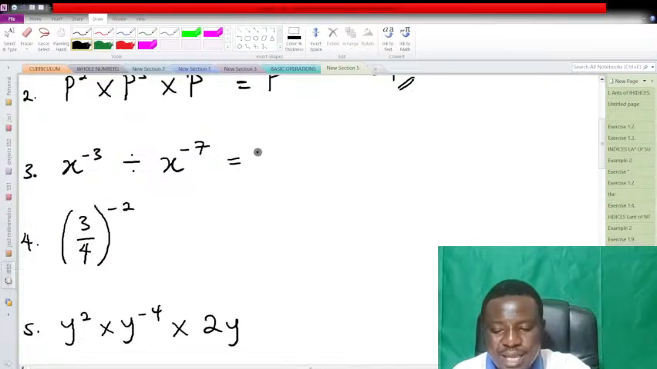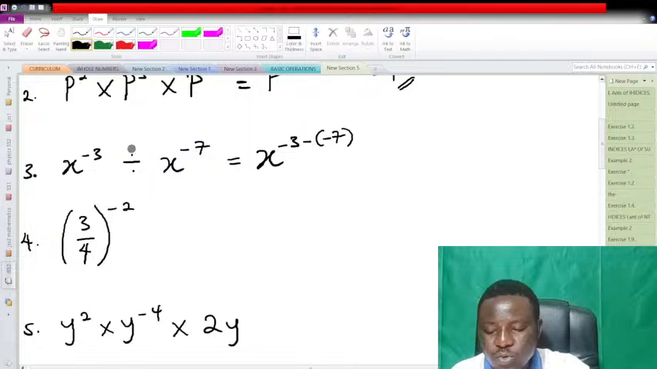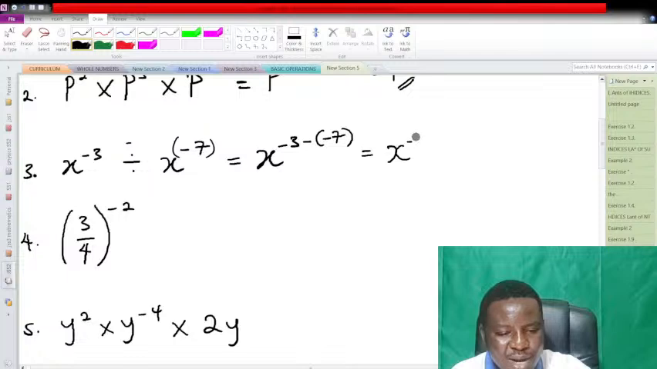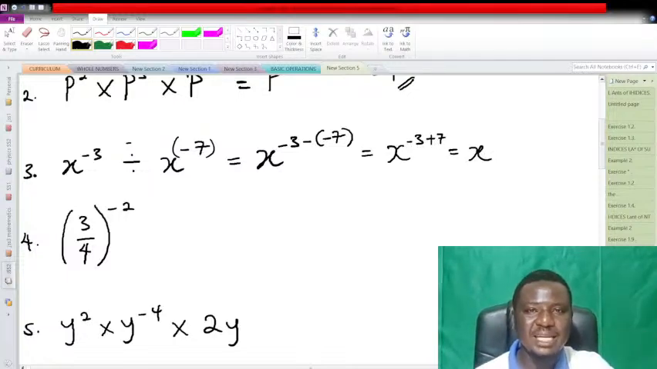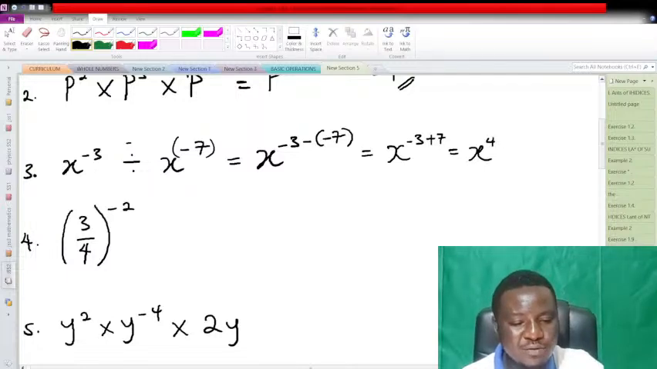So this is going to be x raised to the power of minus 3 minus 7. Just take it that whenever you have division, you introduce a negative sign. So this is minus times minus, okay? And this is going to be equal to x raised to the power of, simplifying this further, you have minus 3. Minus times minus 7 will now give us plus 7. So that this is equal to x raised to the power of minus 3 plus 7. Using your number line is going to give you positive 4.